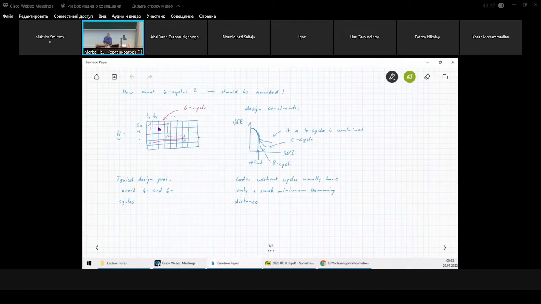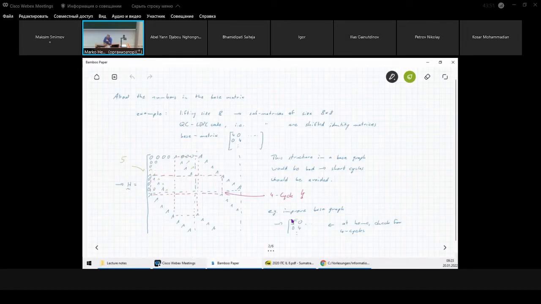But at the end, it's a brute force method to detect if you have 6 cycles in this matrix or not. So there are several methods for how you could detect these 4 or 6 cycles in a matrix, and then it's straightforward how to modify entries in the matrix to get rid of these 4 or 6 cycles.